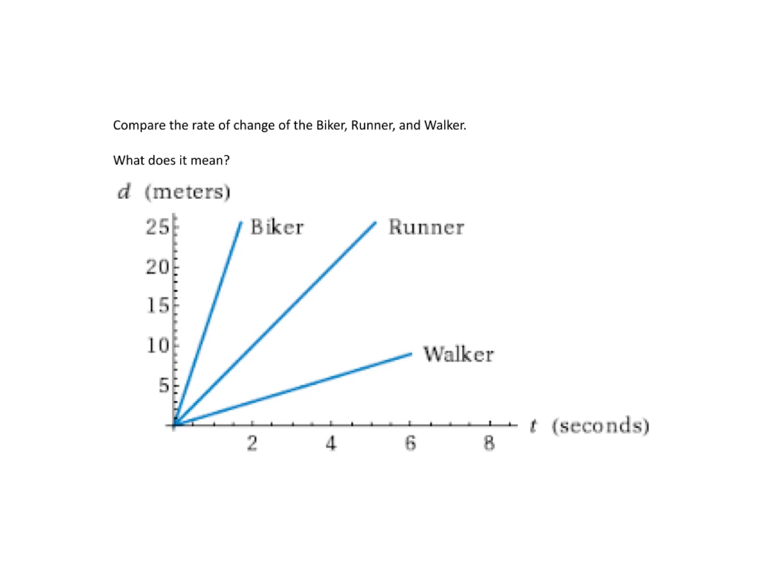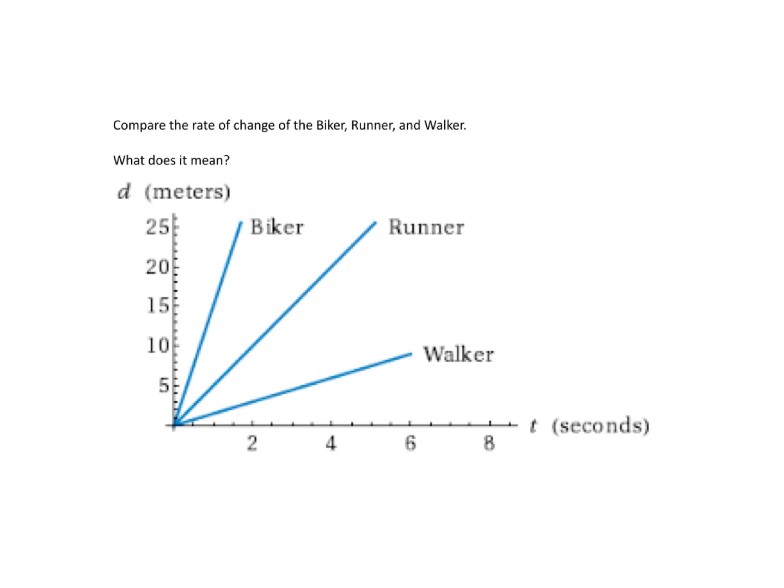Here we have a comparison between the speeds of a biker, a runner, and a walker, and we need to compare the rate of change of the three. So if we look at the sides, we see that over here is measured in meters, and then down here is measured in seconds. That's going to be important here. Okay, to compare the two, there's a couple different ways we could do this.